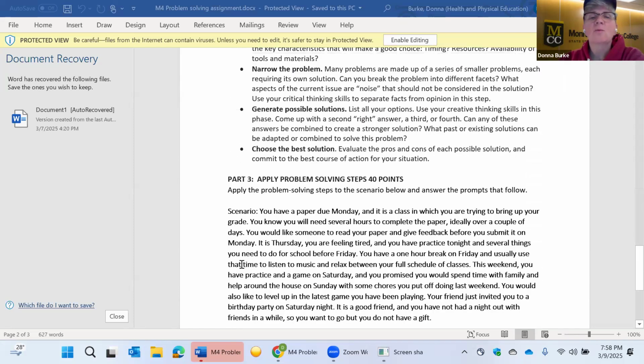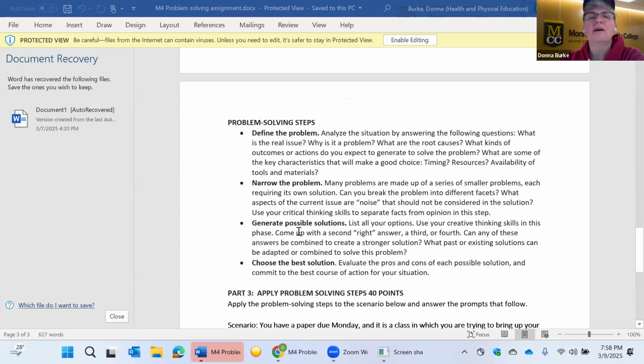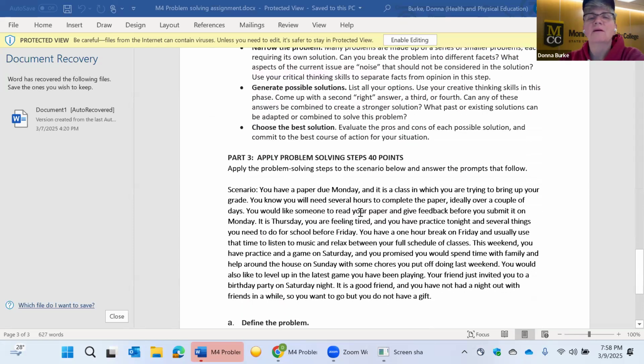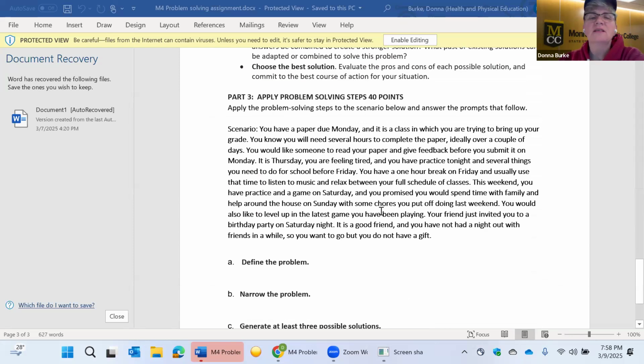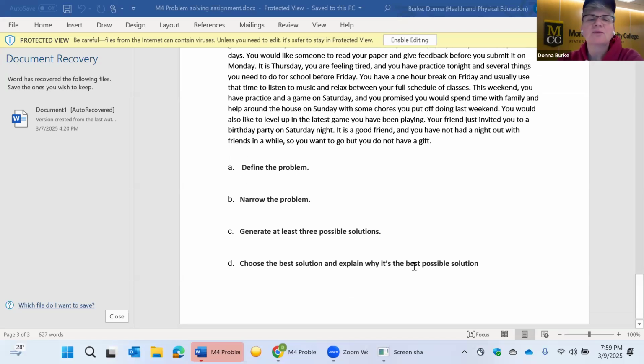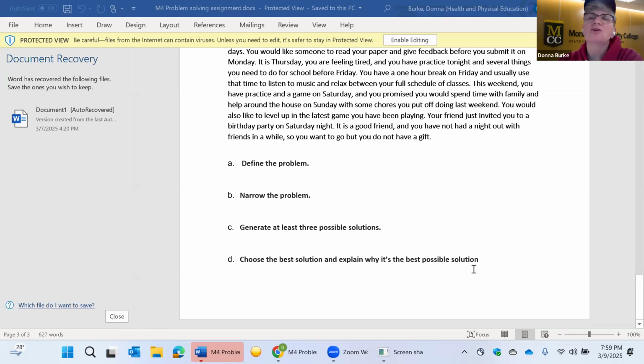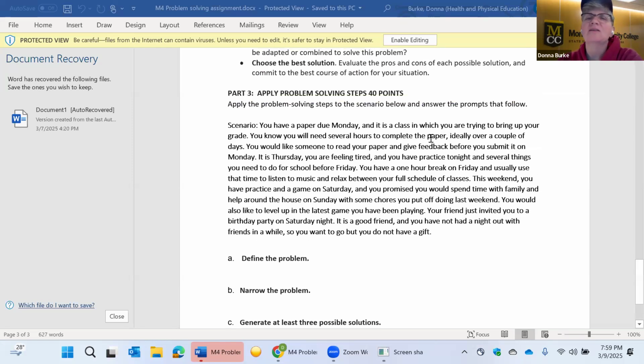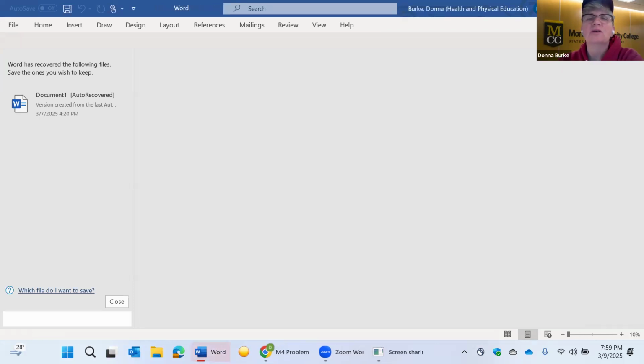Then we're going to give you a scenario for part 3. You have to define the problem of the scenario and narrow the problem down to its most important element. There's a lot of noise going on around this problem, but ultimately, what's the bottom line? Then generate at least 3 possible solutions, choose the best solution, and say why it is. Again, you're using this predetermined scenario for yourself there.